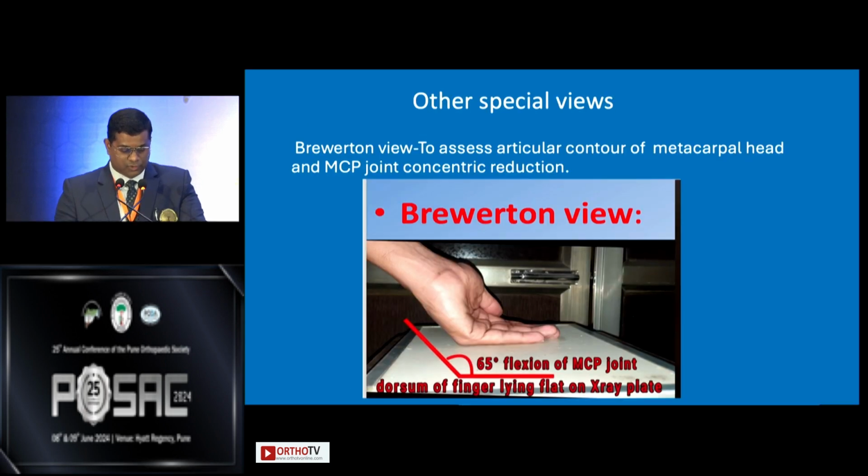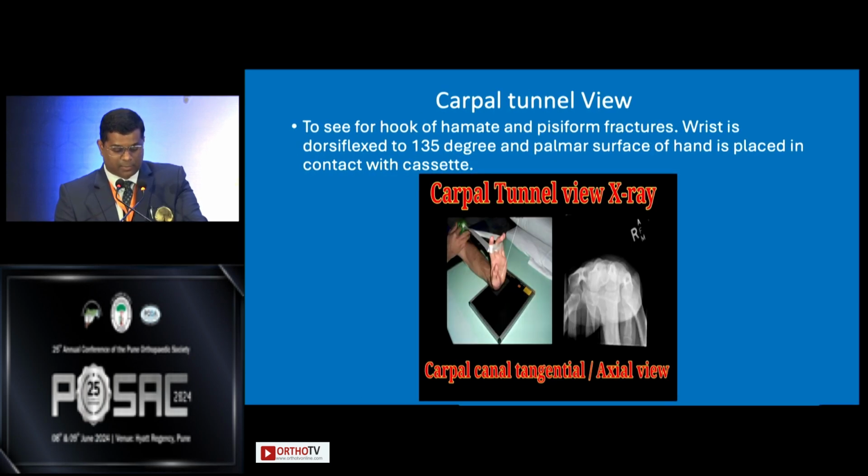The other special views: Brewerton view to assess the articular contour of the metacarpal head and MCP joint for concentric reduction. This is the way we do it: 65-degree flexion of the MCP joint, dorsum of the finger lying flat on the X-ray plate. Then the carpal tunnel view, everybody knows, for carpal tunnel assessment.